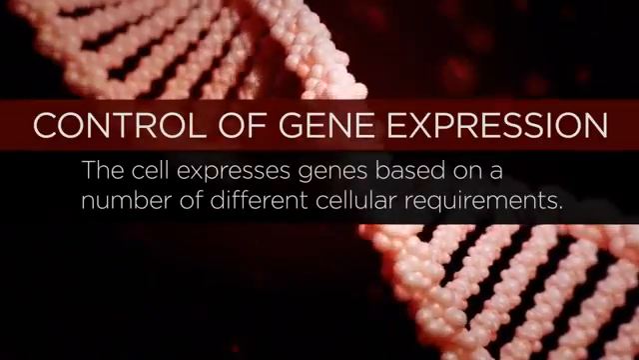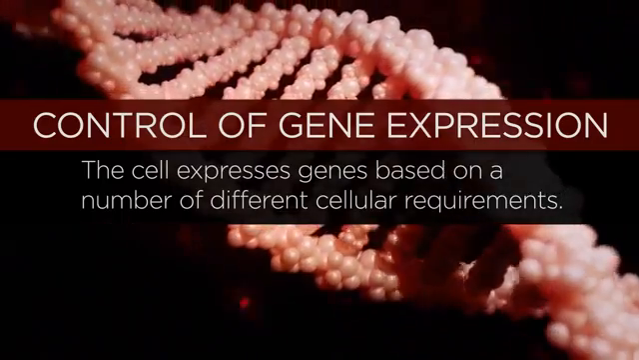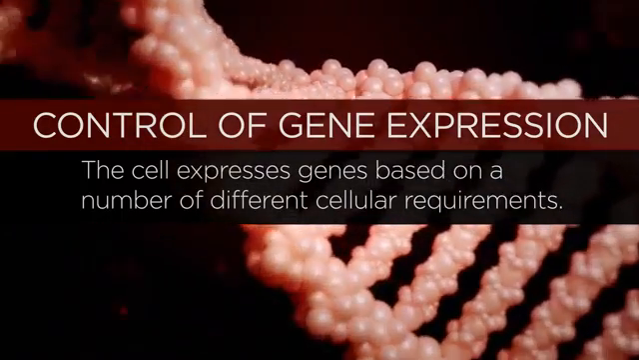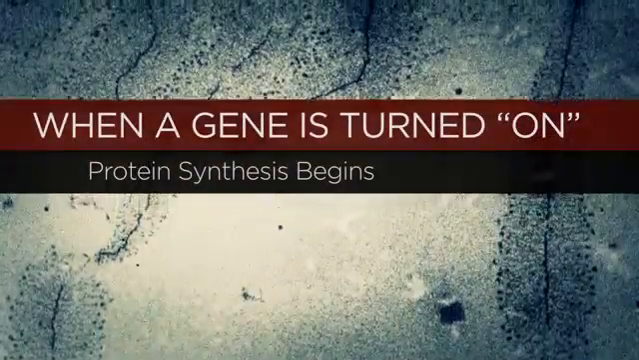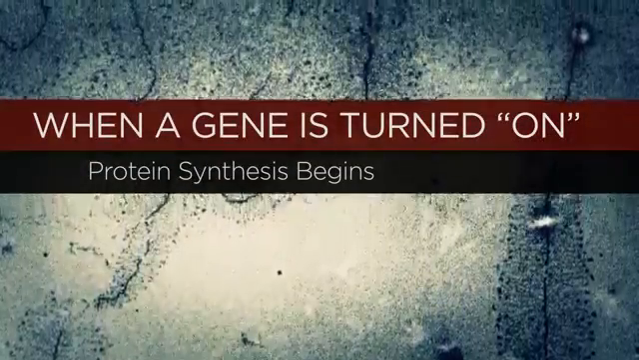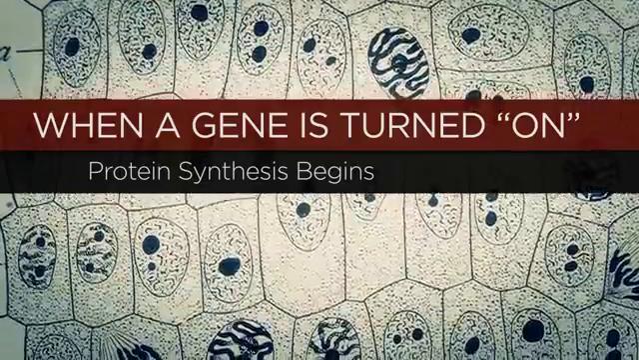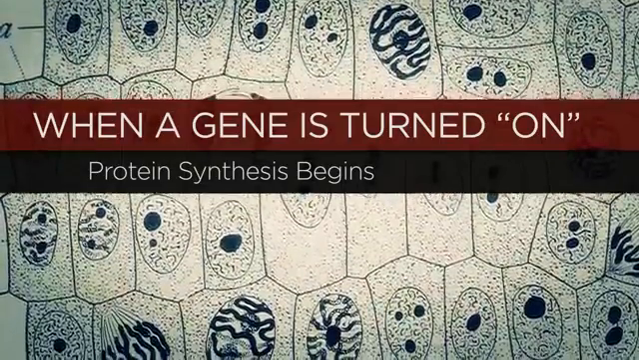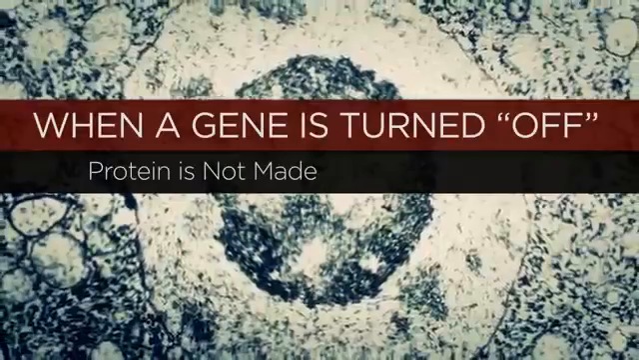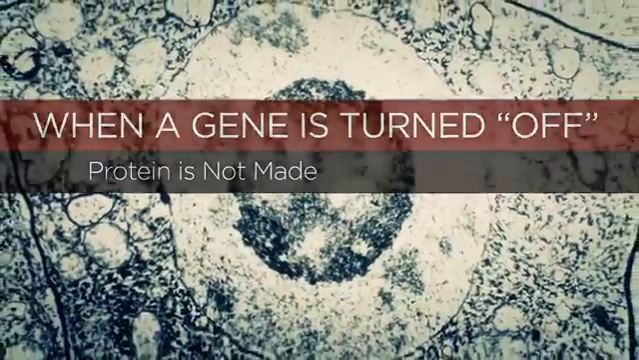The cell expresses genes based on a number of different cellular requirements. This is called control of gene expression. When a gene is turned on, protein synthesis begins. A gene expresses its intended protein through transcription and translation. When a gene is turned off, protein is not made.